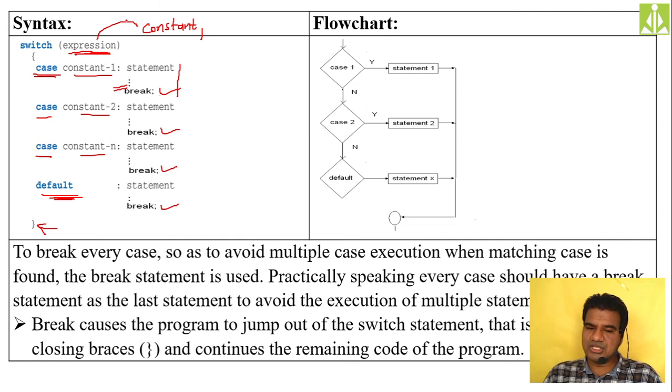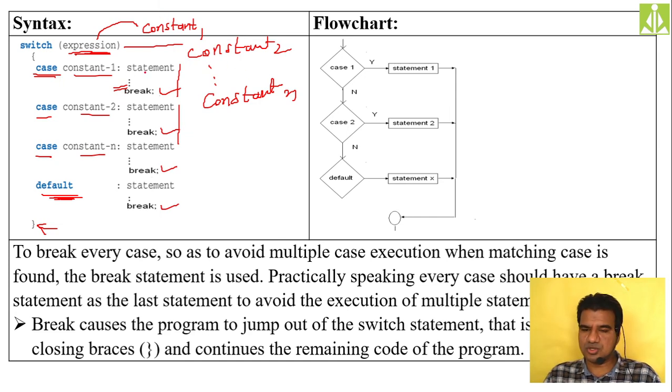If the expression results in constant 2, then the suitable block associated with constant 2 will be evaluated, and at the end we have the break statement, so it will break. Likewise up to constant n, all blocks will be considered. If constant 1 is resulted, then the constant 1 block will be executed. If constant 2 is resulted, then the constant 2 block will be executed. If constant n is resulted, then the constant n block will be executed.